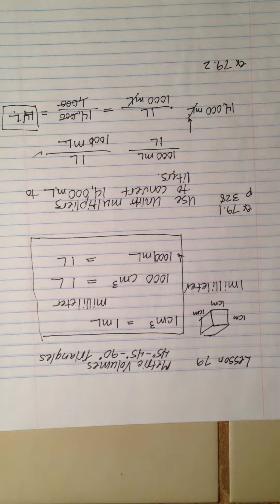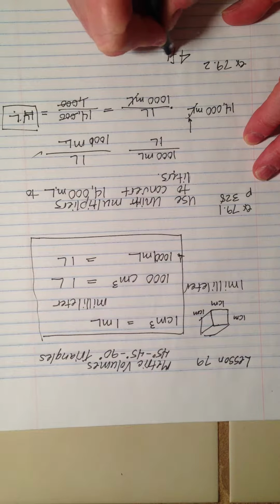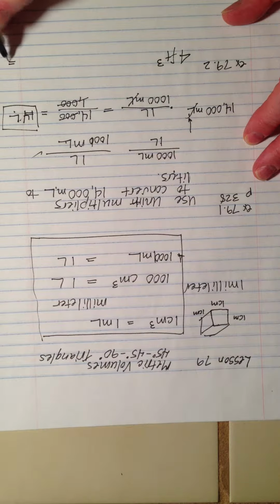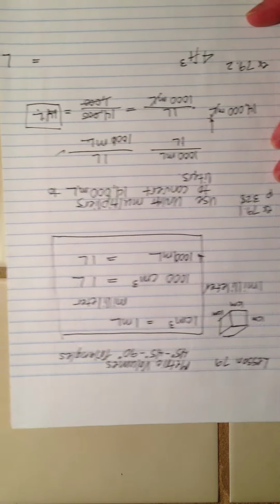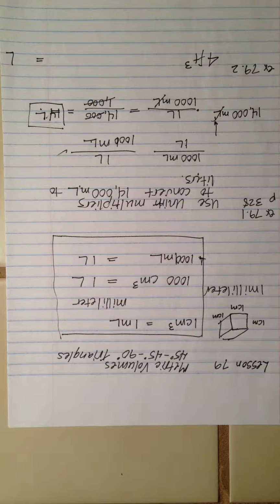This time what we're going to do is use unit multipliers to convert 4 cubic feet, so 4 feet cubed, to liters. Okay? I'm way over on the side of the paper. Hope you can see that. There you go. So we're changing our cubic feet to liters.